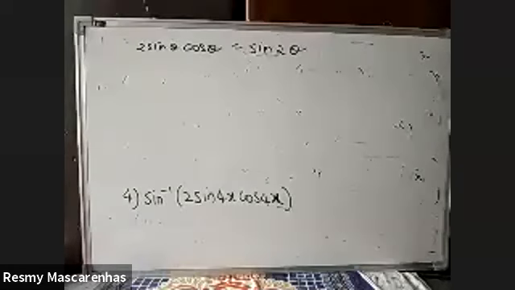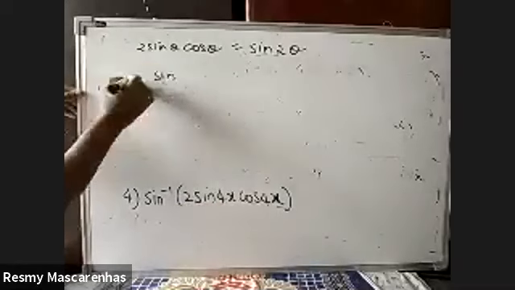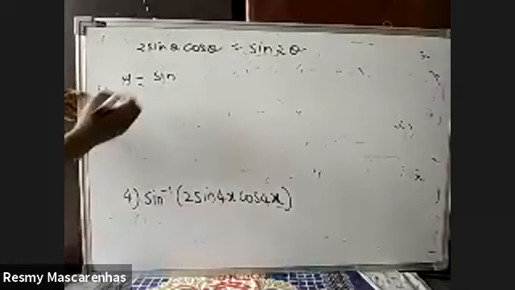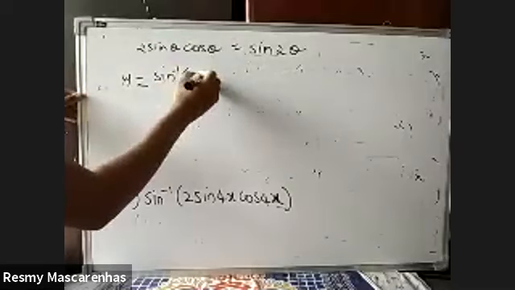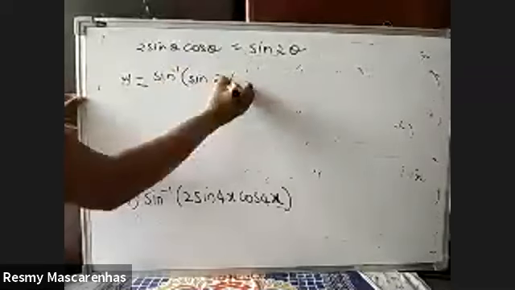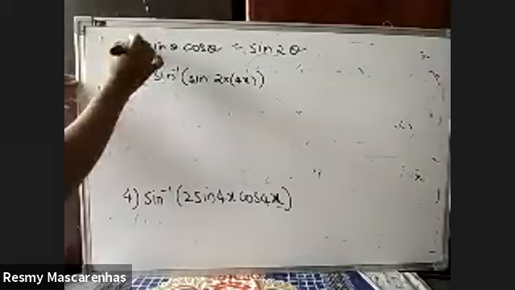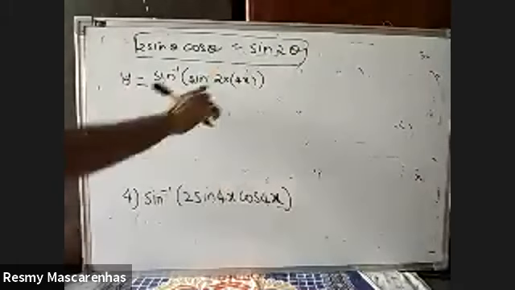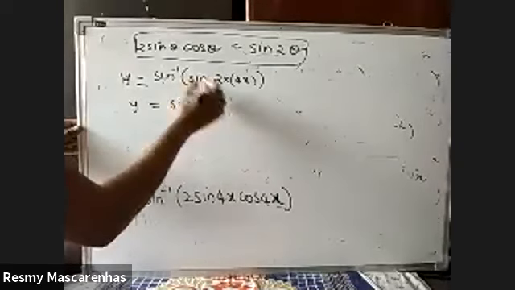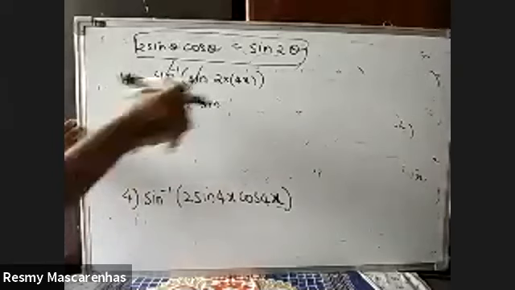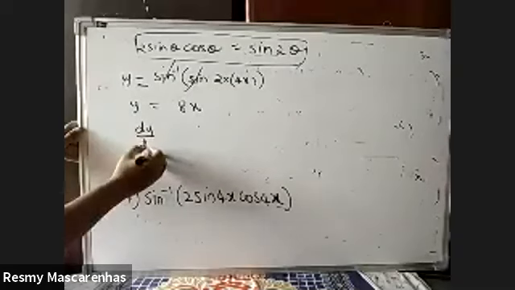So this is in the form of 2 sin theta cos theta. So y will become sin inverse of sin 2 theta, where theta is nothing but 4x. So using this formula, instead of theta we have 4x, so it will become 2 into 4x. So sin inverse and sin will cancel. So straight away the answer will be 8x. And now take the derivative. So dy by dx will be 8.